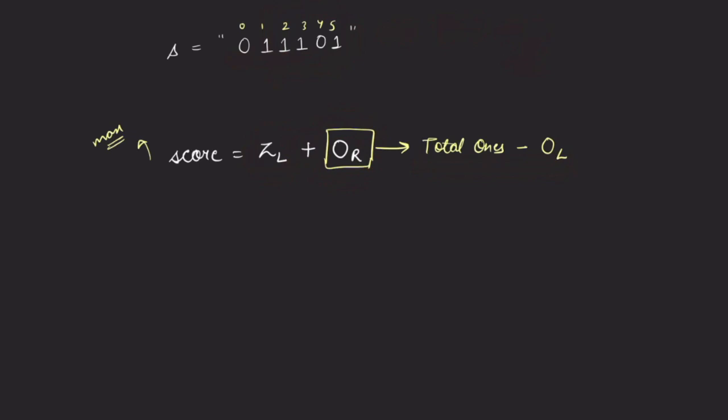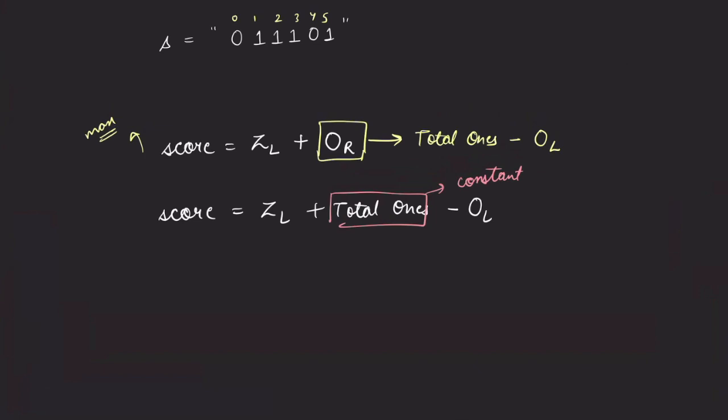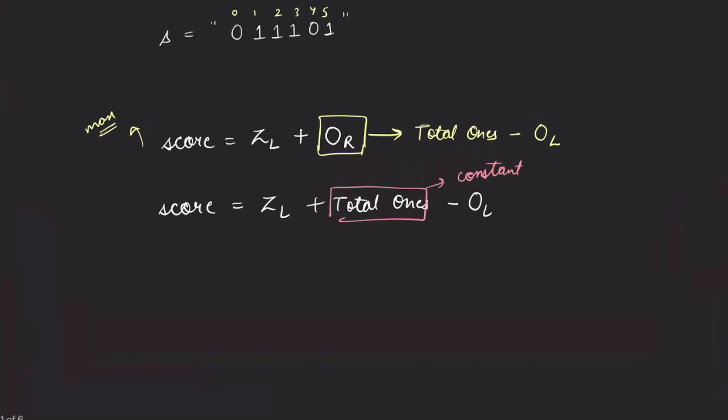So this can be written as this, right? So the equation for our score becomes the number of zeros in the left substring plus the total number of ones in the entire string minus the number of ones in the left substring, right? Now we know that this is a constant, right? The total number of ones in the entire string will always remain the same, right? So here the number of ones is 4. The only thing left for us to calculate is the number of zeros in the left substring minus the number of ones in the left substring.